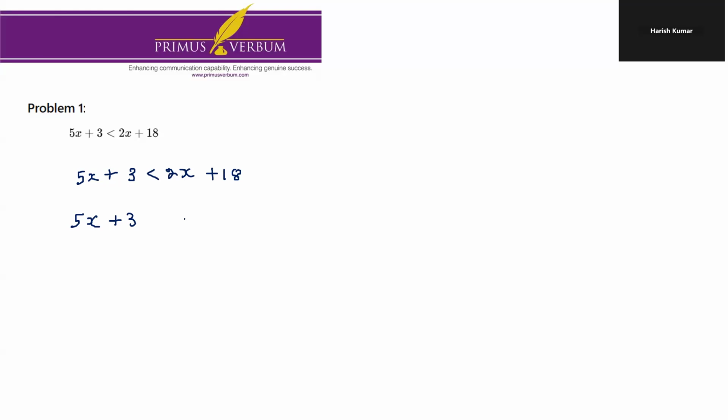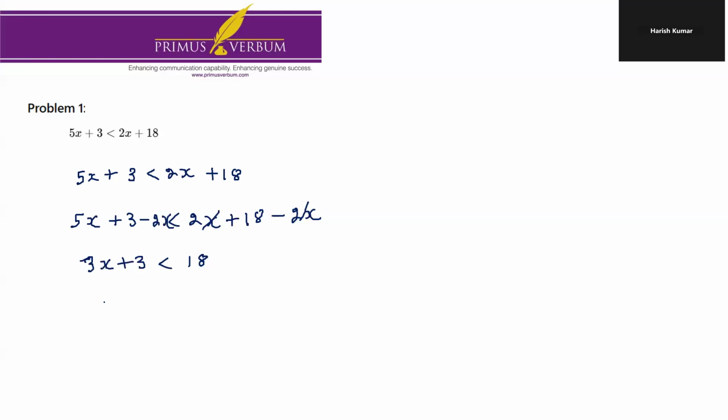So to get rid of it in the right hand side, what I'm going to do is subtract 2x. So I have written minus 2x. That is, I'm subtracting 2x from the right hand side, which means I'll have to subtract 2x on the left hand side as well. So this gives me on the left hand side 3x plus 3 less than, these two will cancel, 18.